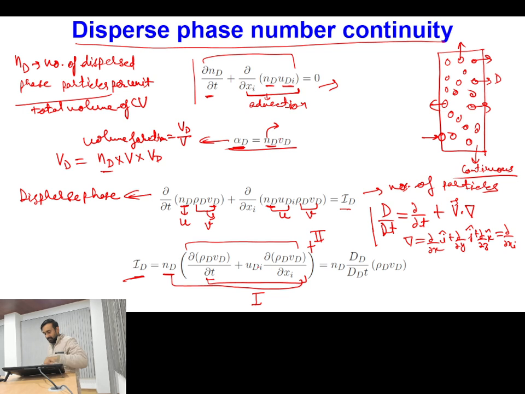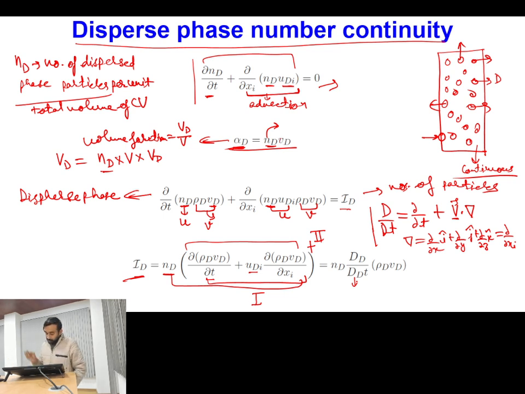So you can see now this udi means the velocity of the dispersed phase. So this v vector dot this del by del xi is representing the del vector of rho d ud, and this is del by del t of rho d. So this will become the total derivative or substantial derivative or Lagrangian derivative. You can call it any name: either total derivative, substantial derivative, or Lagrangian derivative.